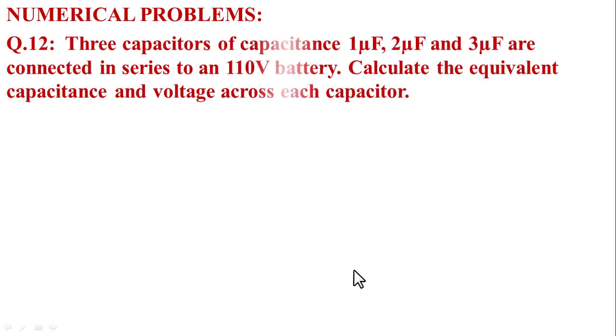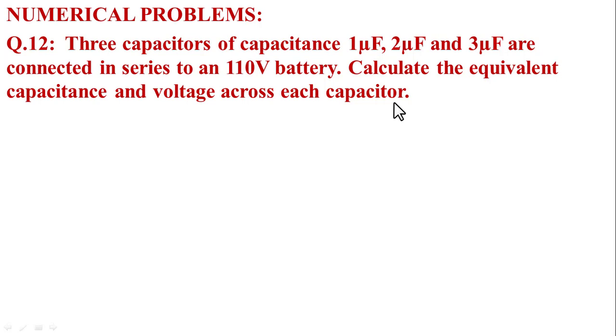In the next numerical problem, question number 12. Three capacitors with capacitance of 1 microfarad, 2 microfarad and 3 microfarad are connected in series to a battery of voltage 110. Calculate the equivalent capacitance and the voltage across each capacitor.